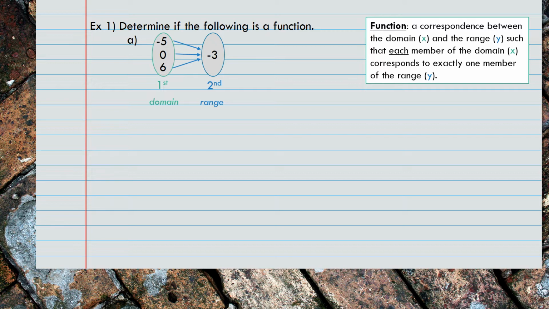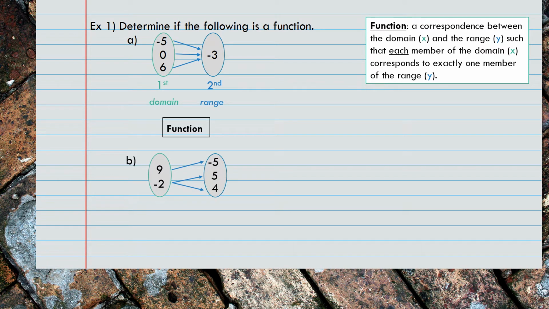So look at your domain. The first value we see is -5. Does -5 go to exactly one value? Yes. So we look at the next value, 0. Does 0 go to exactly one value? Yes. The next value, 6. Does it go to exactly one value? Yes. So since each input value or domain went to exactly one member of the range, then yes, this is a function.